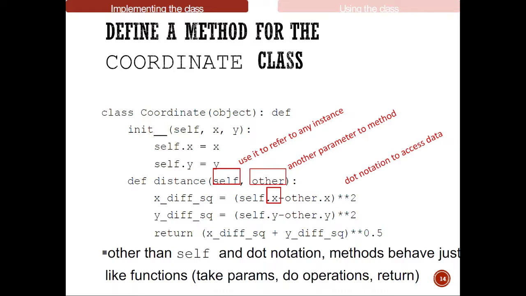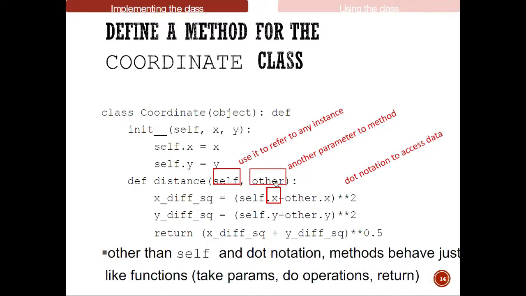So for example, if we want to define a method for the coordinate class, here we already defined that we're creating a new class called coordinate. Then we defined the initialize method, which defines the data attributes x and y. Then we define a procedural attribute, or a method in this case, called distance, that's applied to self, which is used to refer to any instance of that particular class type.